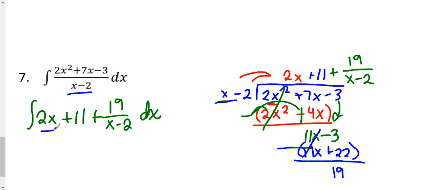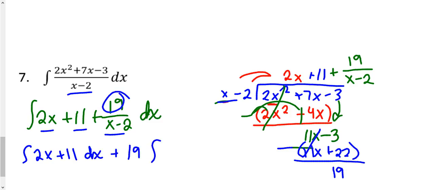2x, I can integrate easily: add the exponent, divide by that number. 11, I just add an x. This is my quotient, so it's going to be a little bit different. So I have the integral of 2x plus 11 dx plus, I'm going to move the number out front, 19 times the integral of 1 over x minus 2 dx. Now, you can integrate right after that if you want, but I'm just showing all the steps. So you technically don't have to show this step.